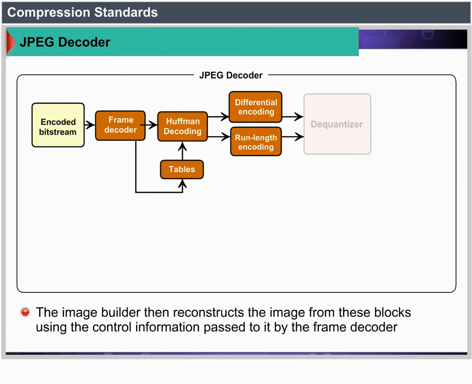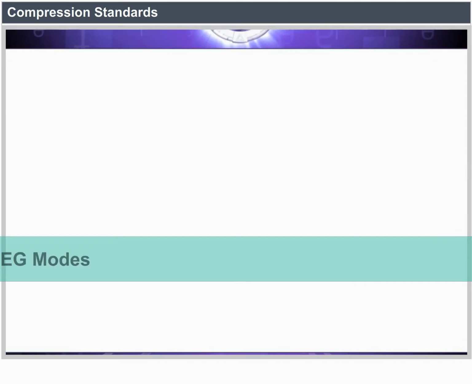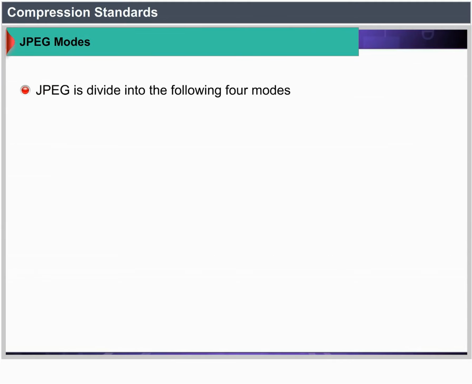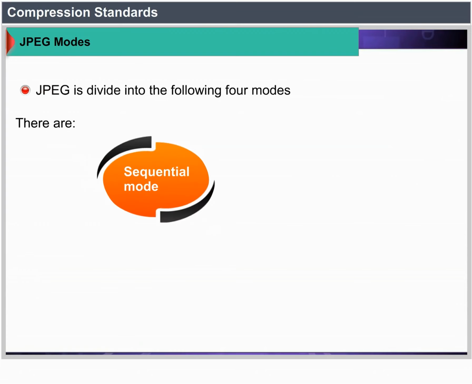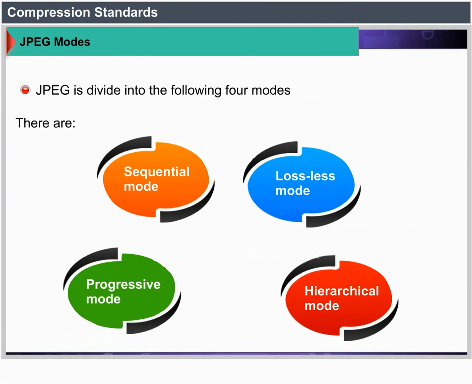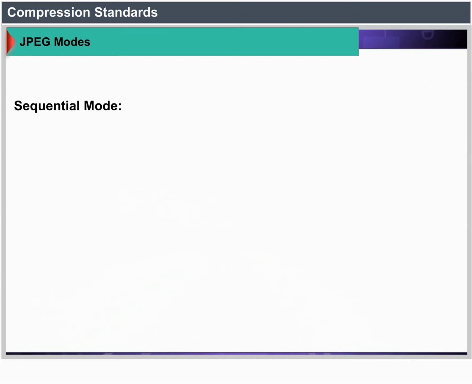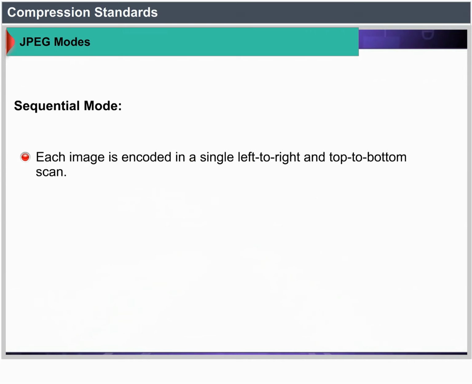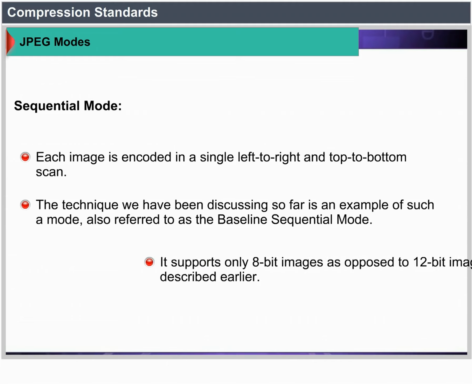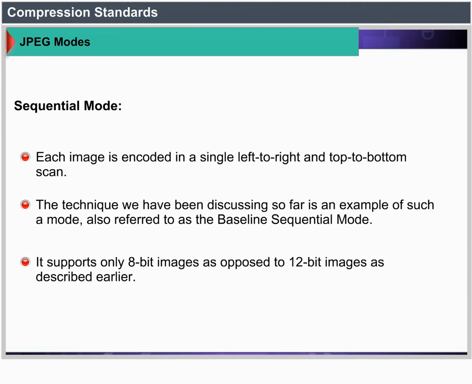JPEG modes. JPEG is divided into 4 modes. These are sequential mode, lossless mode, progressive mode, and hierarchical mode. Sequential mode: each image is encoded in a single left-to-right, top-to-bottom scan. The technique we have been discussing so far is an example of such a mode, also referred to as the baseline sequential mode. It supports only 8-bit images, as opposed to 12-bit images as described before.